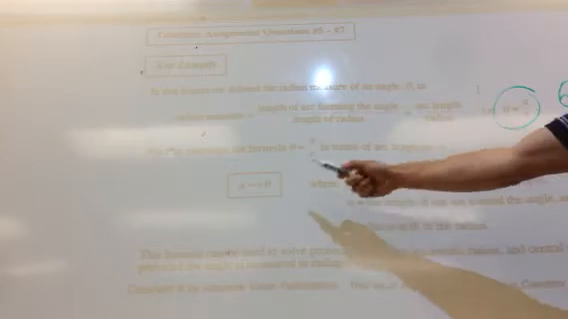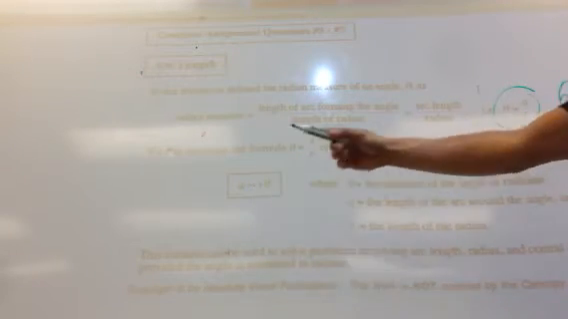So for example, if we're looking for the arc length, we can rearrange by bringing my radius up here, so multiplying both sides by the radius, which would give me arc length is equal to radius times theta. If we're looking for the radius, then all we've got to do is say radius is equal to the arc length divided by the angle theta. Okay?